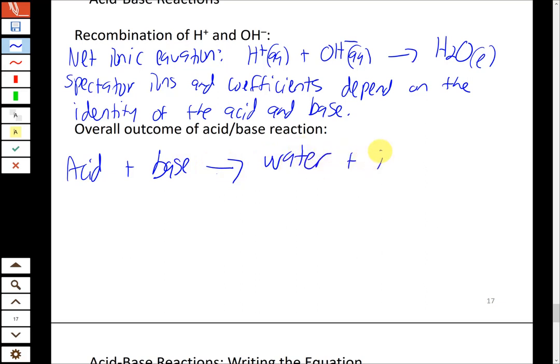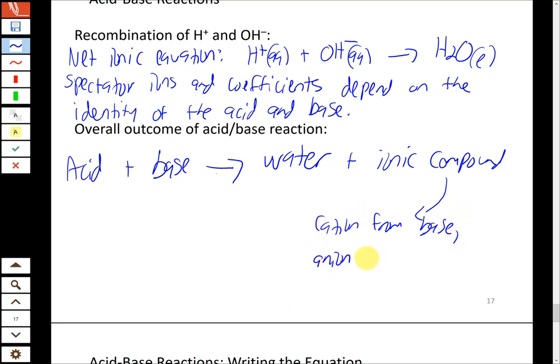And the other product is an ionic compound, made up of the cation from the base, because remember that 99% of bases are just metal hydroxide salts. Whatever cation the base has combines with whatever anion the acid has to make an ionic compound. All right, so whatever ions are left over after H plus and OH minus combine, those are going to combine to form an ionic compound. That's going to be your other product.